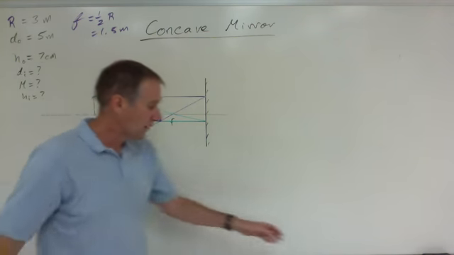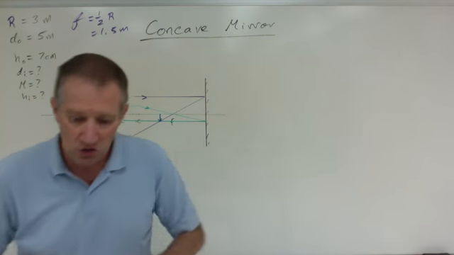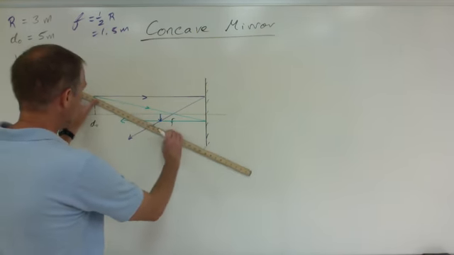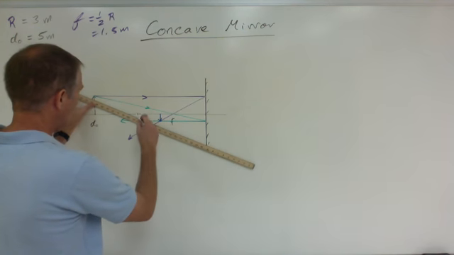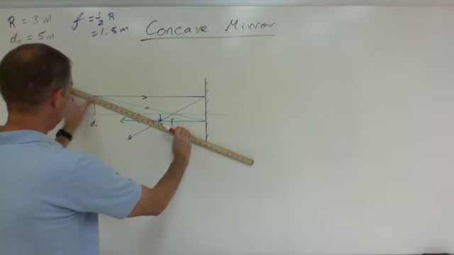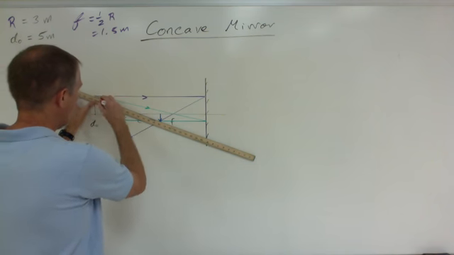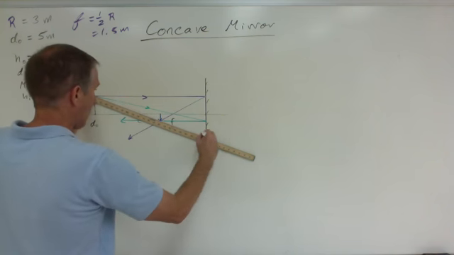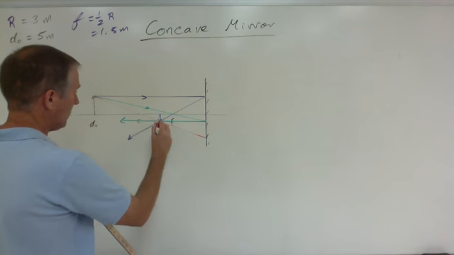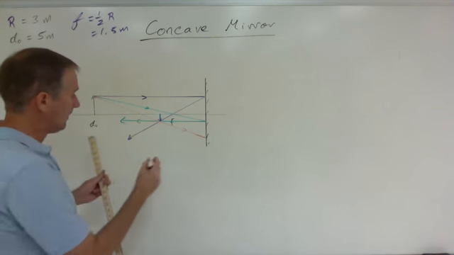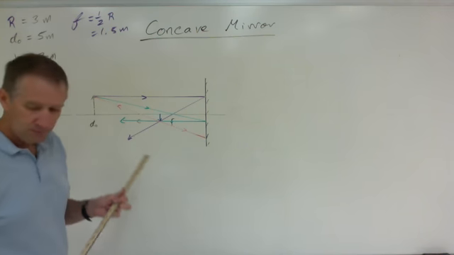There is a third ray that you can draw to just check your answer, and that ray would go from the top of the object through the center, which is right here, the center of the sphere, and it should meet at the same point, and it does. That ray is one that goes to the mirror and it reflects right back on itself. Okay?